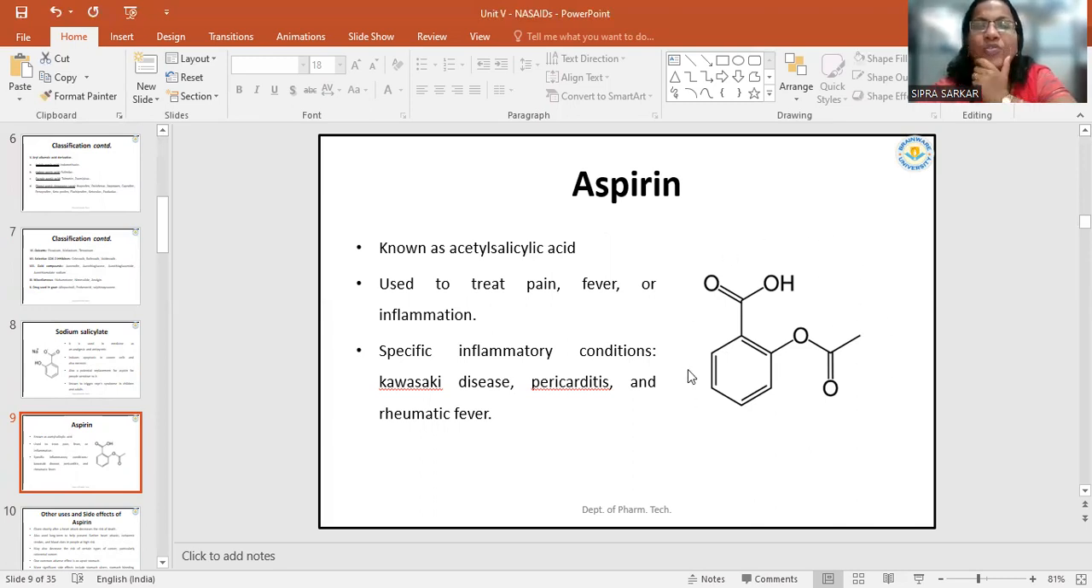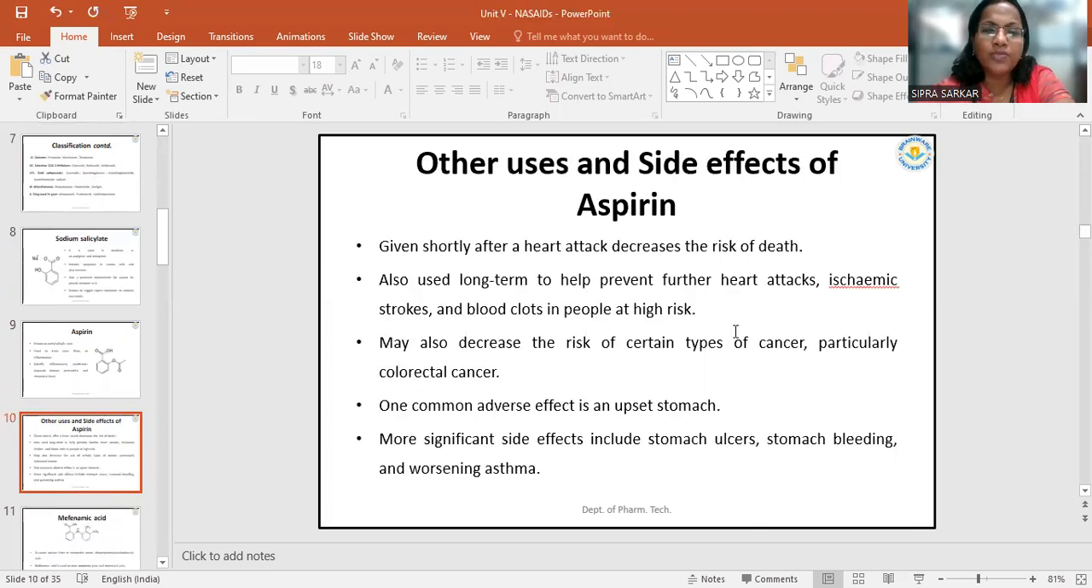Used to treat pain, fever, and inflammation, and specific inflammatory conditions like Kawasaki disease, pericarditis, and rheumatic fever. Some common side effects: using it even shortly after a heart attack carries a risk of death. Uses and some side effects I'm going to cover.